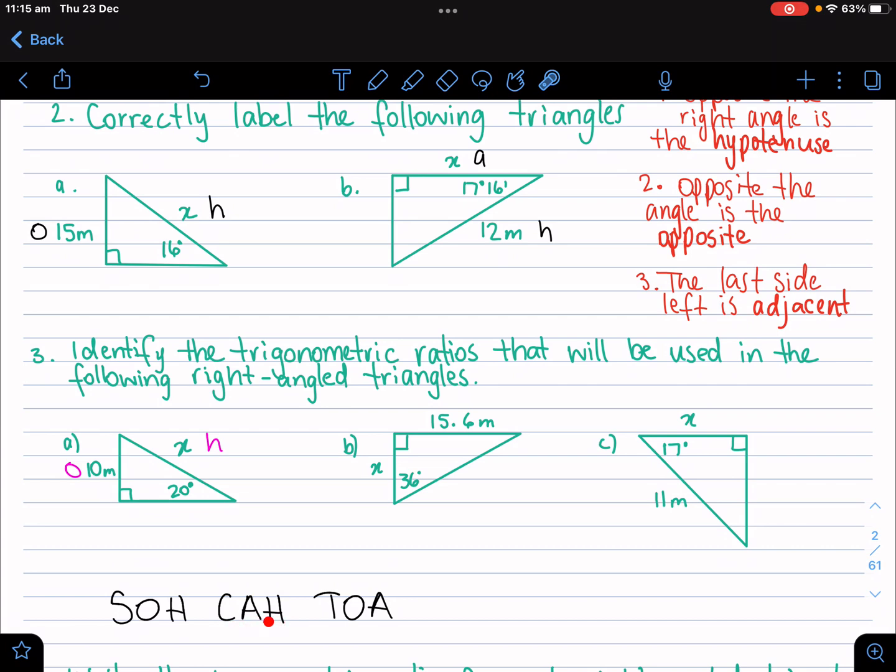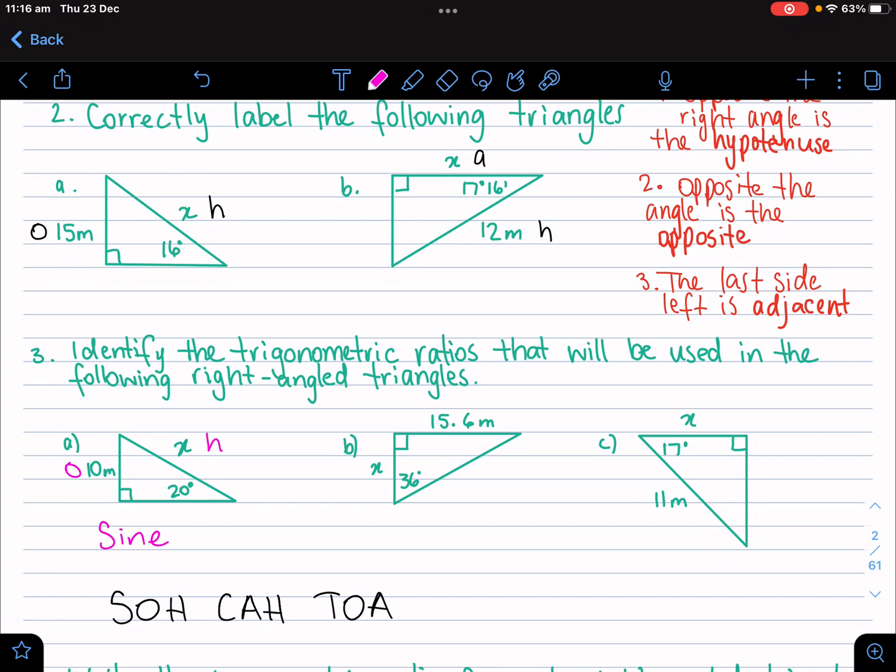Cos uses A and H. We don't have A and H here. Tan uses O and A. We don't have O and A here. So it is sine that we're using for this triangle. Let's move on to 3B.